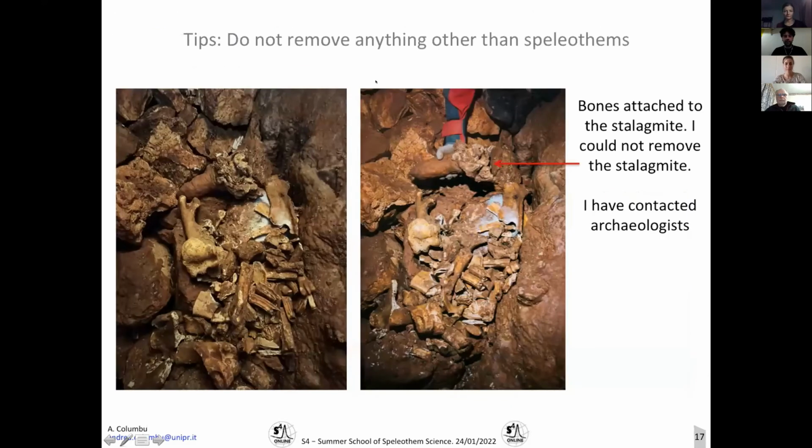At the same time, what I am saying here is to not remove anything other than speleothems. This is very important to me. And for example, here in a cave in southern Italy, I found this accumulation of bones, and at the same time there was this stalagmite here. But the problem was that there were bones. These bones belong to a wild horse that was alive like 100,000 years ago. But anyway, at the bottom of this stalagmite, there were bones attached because of the speleothem formation.